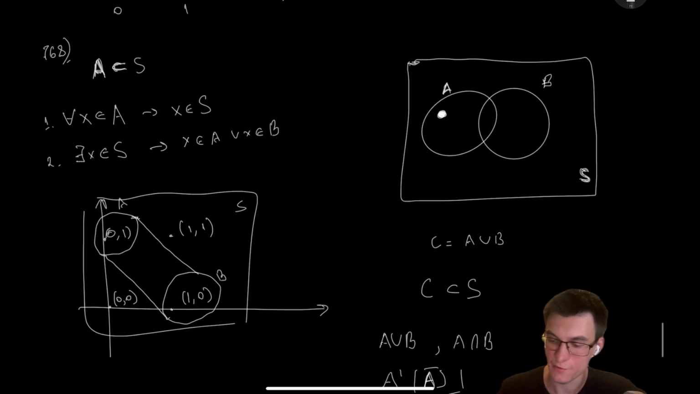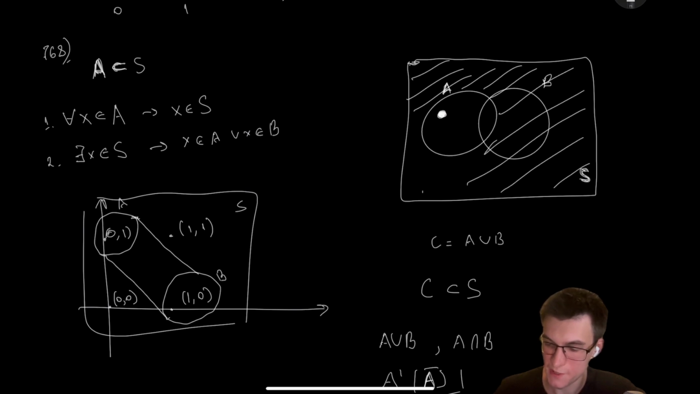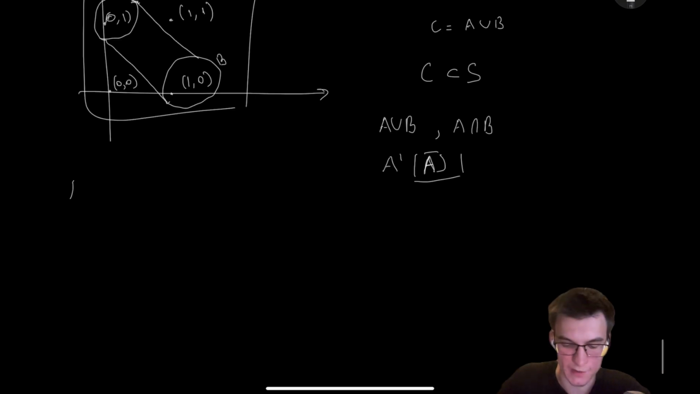So in our diagram above, it will be all the space except the A. So it is all the space except the A. That's what we call the complement. So it complements the A set to the S. That's it. Our complement set equals S minus A.